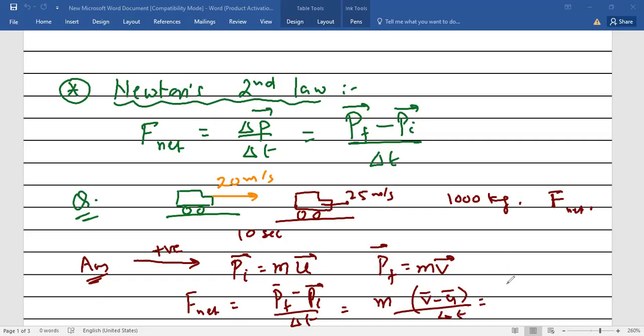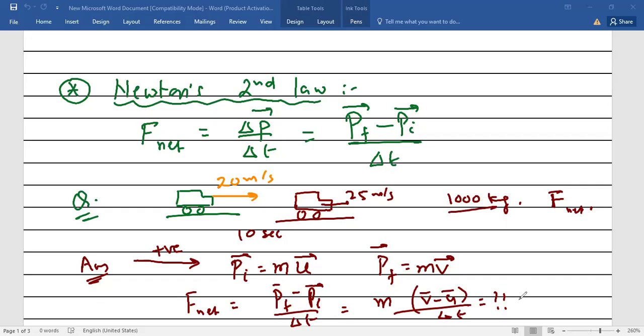So can you tell me what is the answer you are getting? That's technically mass into acceleration. Perfect. So how much are you getting? The change in velocity is fine. The acceleration is 0.5 meter per second square, then multiplied by mass.